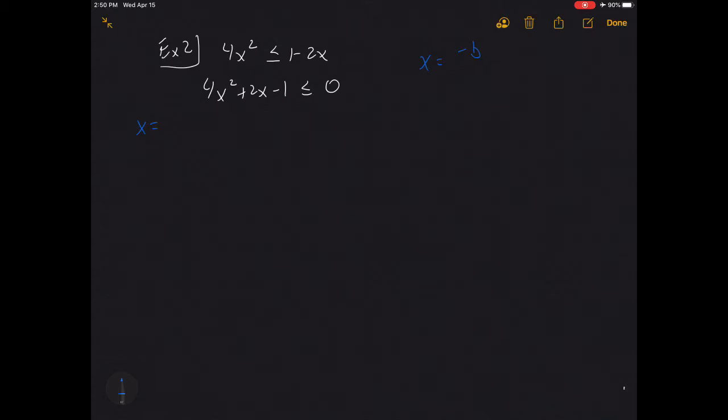It's negative b plus or minus square root of b squared minus 4ac all over 2a. All right, so let's go ahead and use our values here. So b is 2, so negative b would be negative 2 plus or minus square root of b squared. I always put b in parentheses. I don't care if it's positive or negative. It's just safer. So (2) squared minus 4 times a times c.